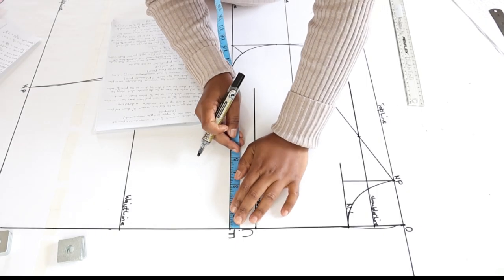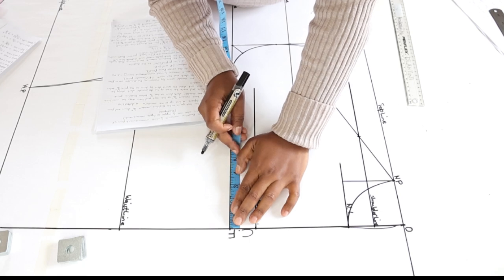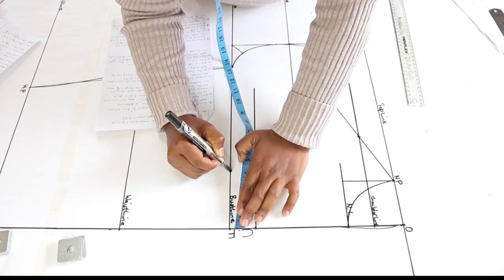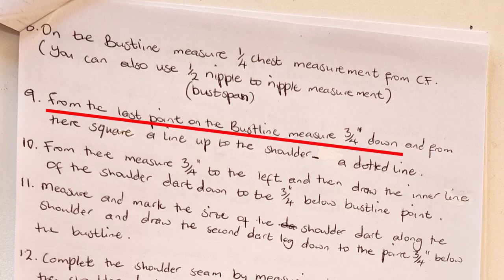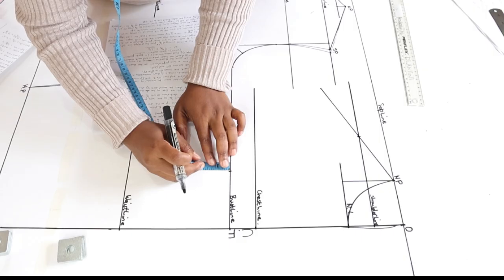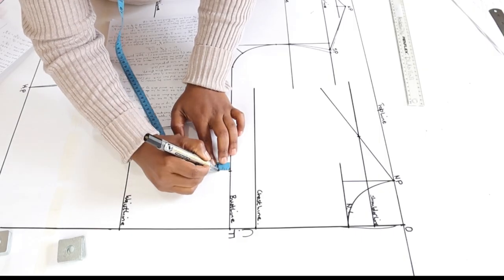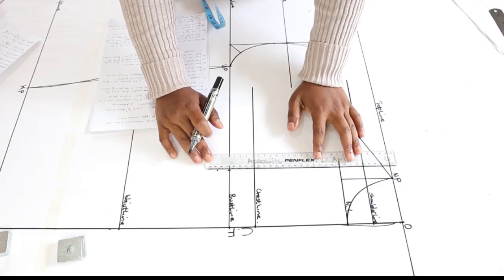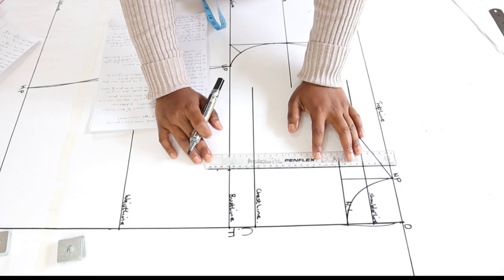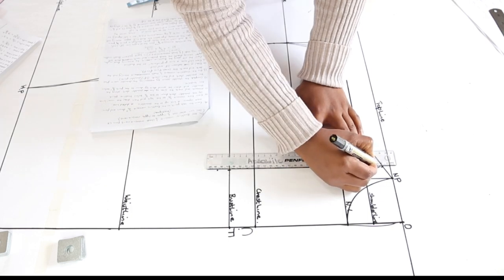Along the bust line, I'm just going to measure the 4 inches and make a mark. And then next, from the last point on the bust line, we are going to measure down 3/4 of an inch, 3/4 of an inch going down. And from there, I am going to square up a line up to the shoulder. Make the line a dotted line. We are going to square up a line up to the shoulder, so we are going to make it a dotted line.